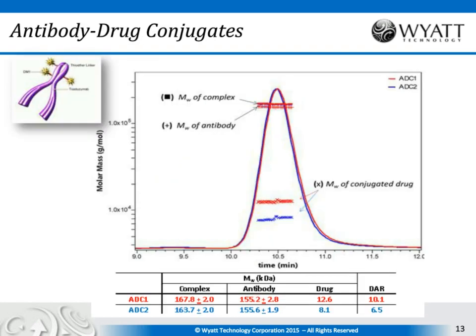The same type of analysis can be used to analyze antibody-drug conjugates, and here the molar mass is on a logarithmic scale. So you see that these two ADCs, which have the same antibody but different drug and linkers, have identical molar masses of the antibody, different molar masses of the conjugate, and if we know the molar mass of the drug linker combination, we can simply divide the total molar mass of the conjugated drug by the individual molecular weight to get the drug antibody ratio, the DAR, shown in the lower right of the table.